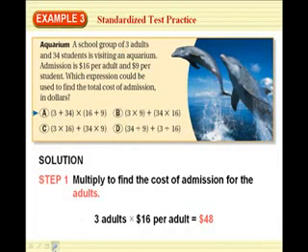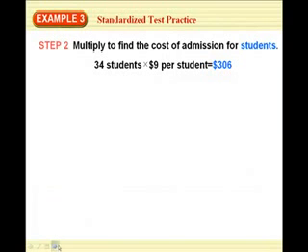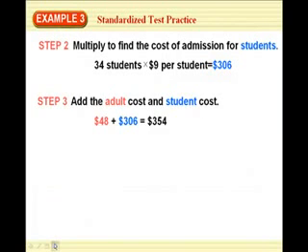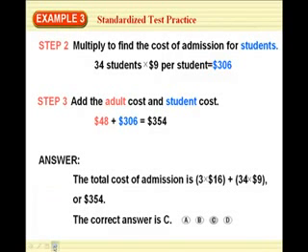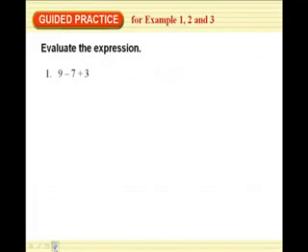So it says here you multiply to find the cost for the adults, and then you multiply to find the cost for the students, and you add it up, $354. So C was the correct answer, which is what we came up with. So let's do some of these.